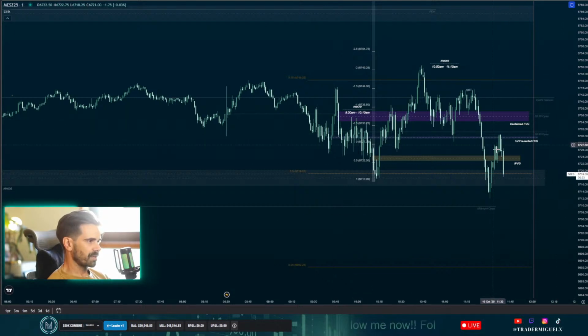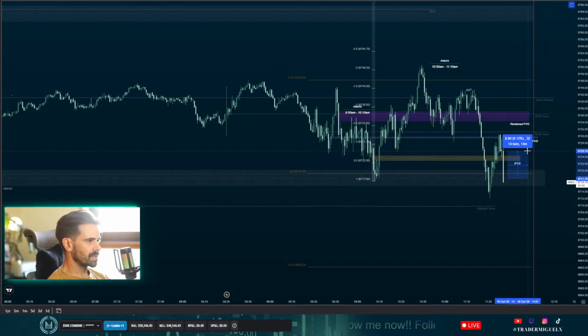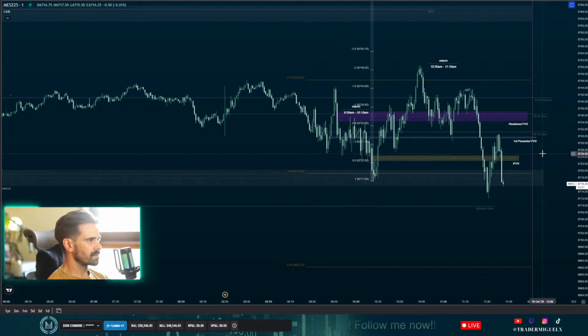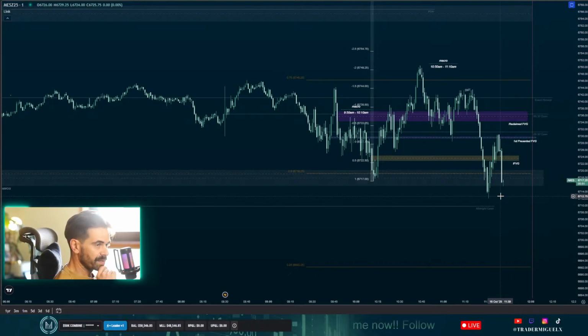Yeah, nice rejection here from the first presented fair value gap. Seems like we will head lower towards Asia low. Let me just check the size of these candles because they seem very large now. Yes, they are. 10 handle candles. Right outside the New York kill zone.